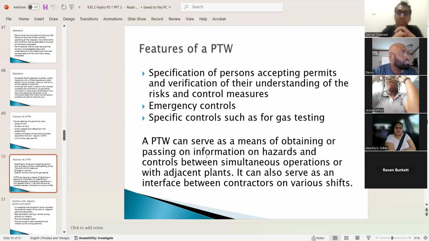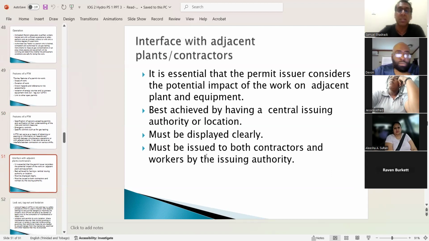A PTW can serve as a means of obtaining or passing information on hazards and controls between simultaneous operations, as it should have done in Piper Alpha, or simultaneous shifts, or with adjacent plants. It can also serve as an interface between contractors on various shifts, right? It is essential that the permit issuer, which is the authorized person, considers the potential impact of the work on adjacent plant and equipment. This is best achieved by having a central issuing authority or location.